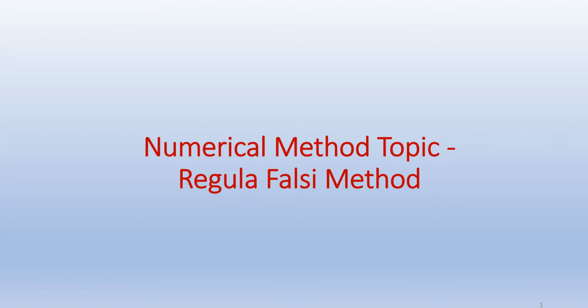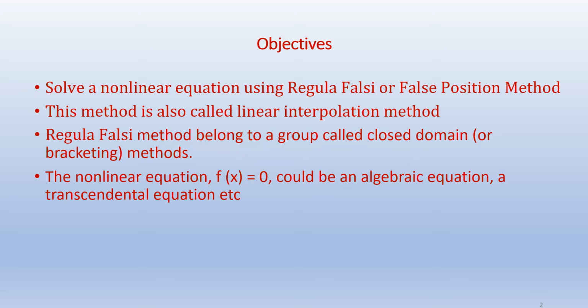Hello friends, in the previous video we looked at a numerical method called bisection method. In this video we are going to look at another numerical method called Regula Falsi or false position method. So Regula Falsi or false position method can be used to solve a nonlinear equation. This method is also called a linear interpolation method. Regula Falsi method belongs to a group called closed domain or bracketing methods.